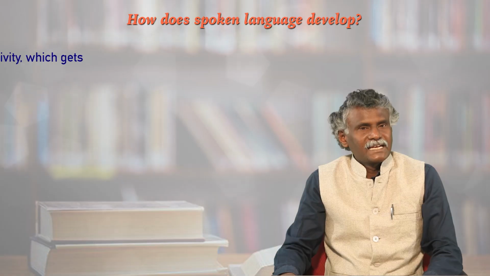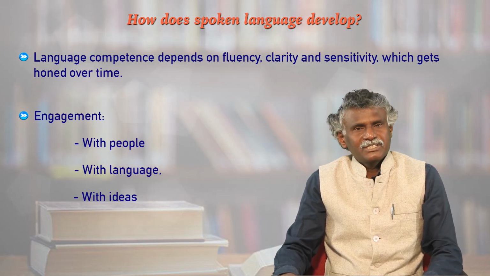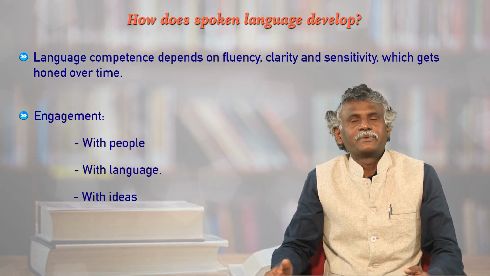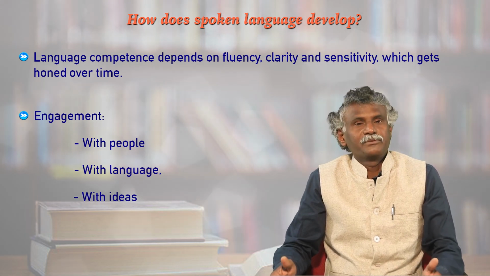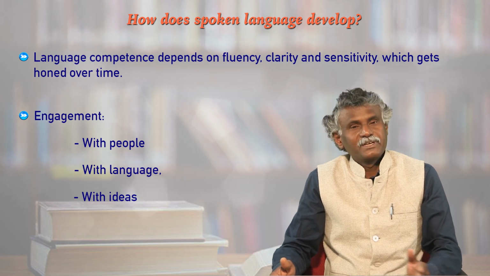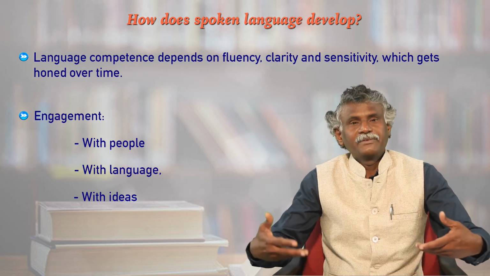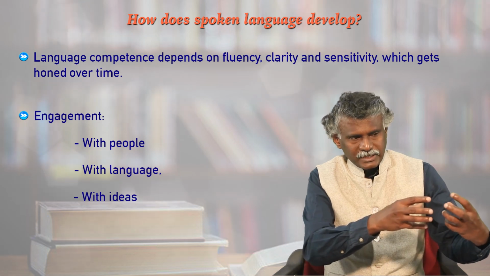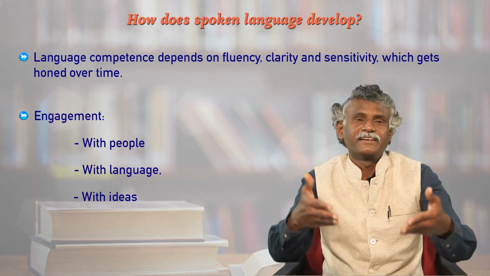So, how does spoken language develop in children? Language competence depends on fluency, clarity, sensitivity, which gets honed over time. You know that I am not speaking the way I was speaking as a child. I have improved my language. When I speak in a forum, or when I speak to my seniors, my own peers in office or in school, the language keeps improving to the occasion. So, language development happens through engagement with language and language use over time, and it gets honed, meaning refined.